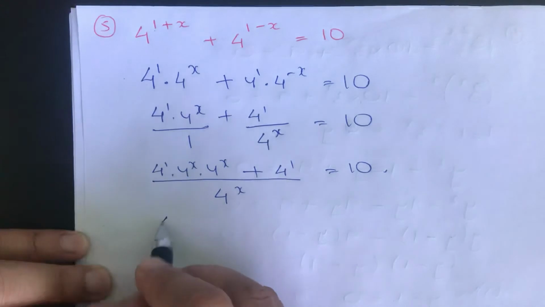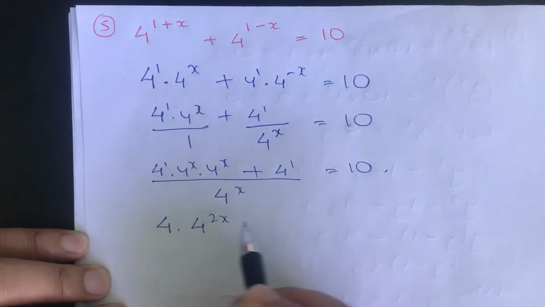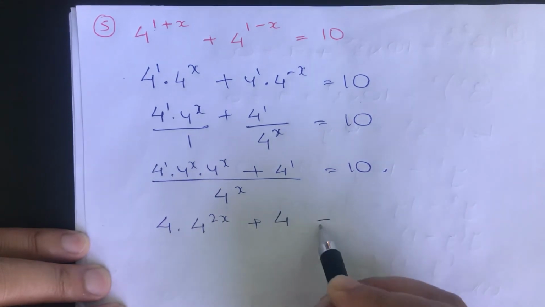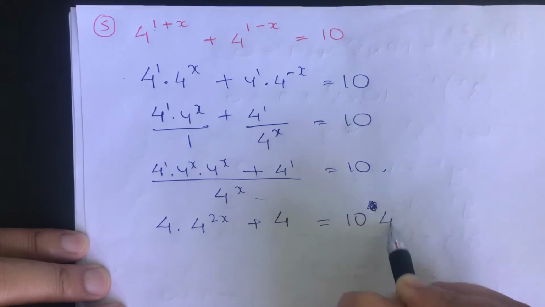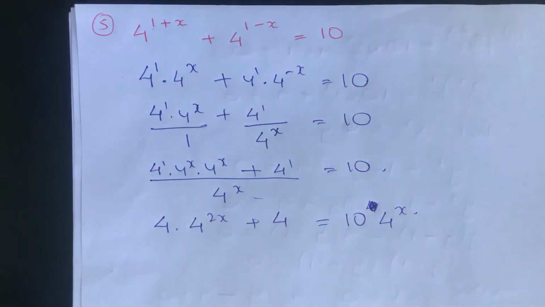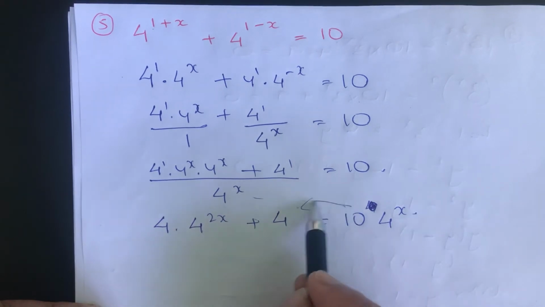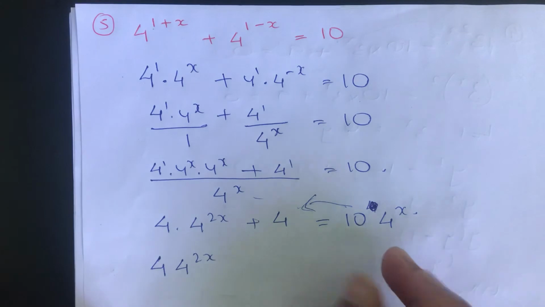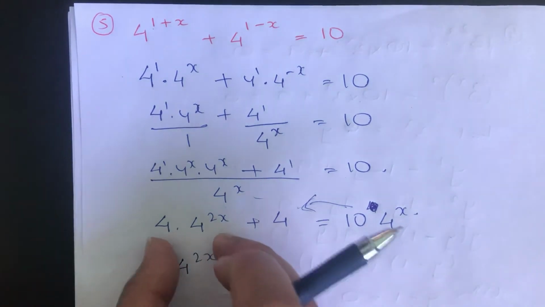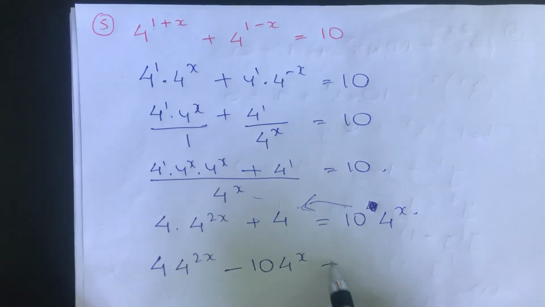Okay, so then this I can write as 4 times 1 is 4, and x and x means I get 4^(2x), plus 4 times 1 is 4, and then this will go that side. It will be 10 times 4 to the power of x. To make it quadratic, I need to bring everything this side, and I'm just trying to put it in an order: highest power, second highest, and third highest. So I get 4 to the power of 2x minus 10 times 4 to the power of x plus 4 is equal to 0.